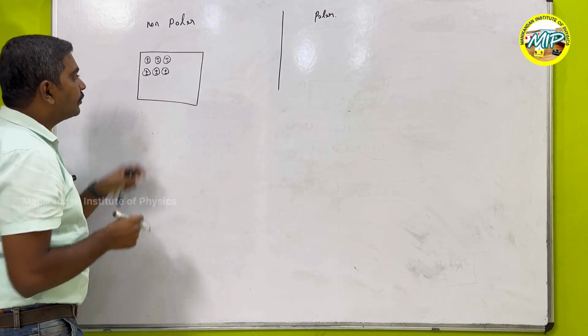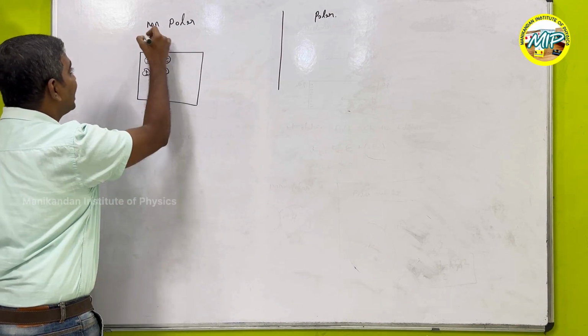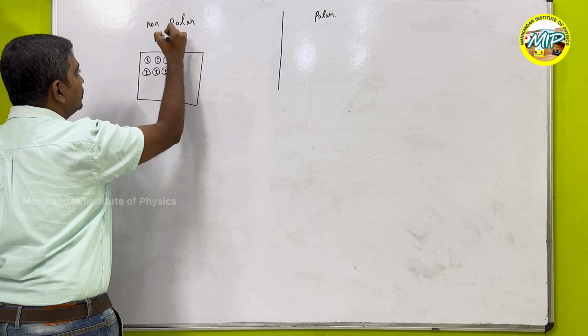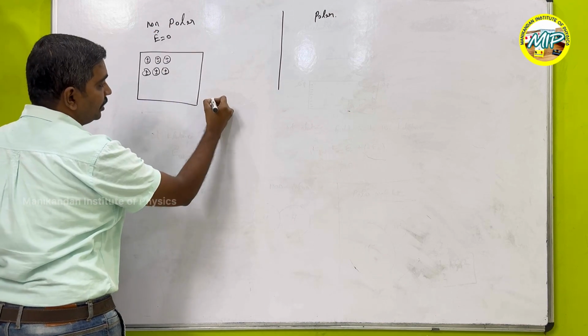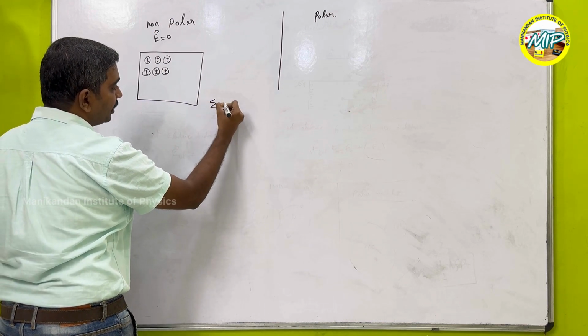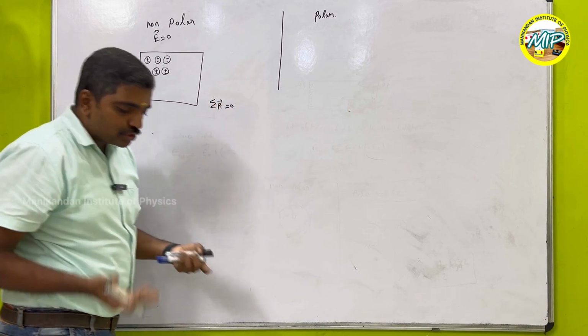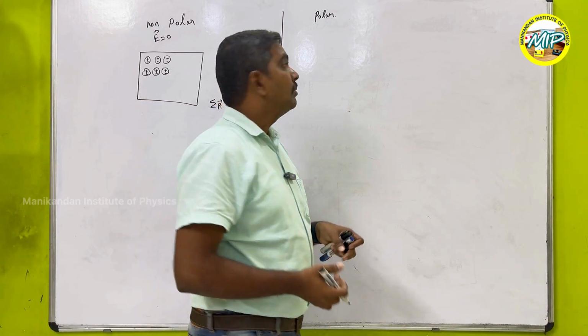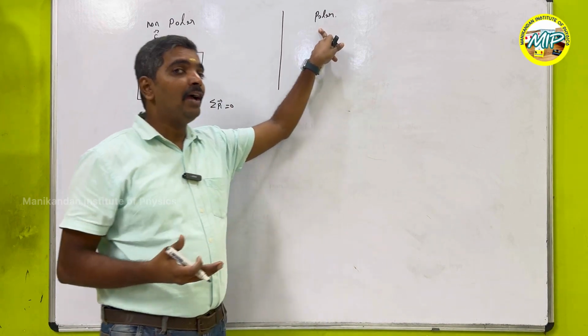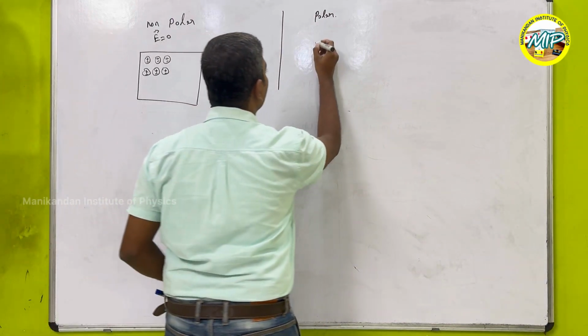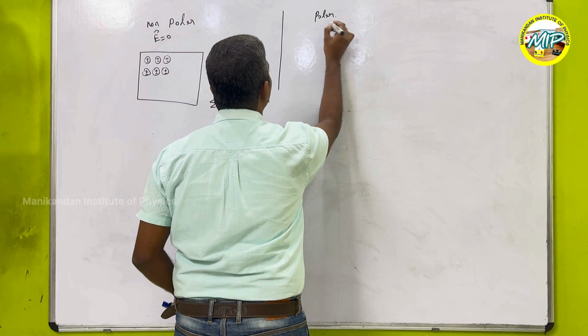Okay. So in this case, there is no dipole moment when the electric field is zero. The net dipole moment is going to be 0, because initially there is no dipole moment at all, right? But in the case of polar molecules, we have a dipole moment when my electric field is 0.